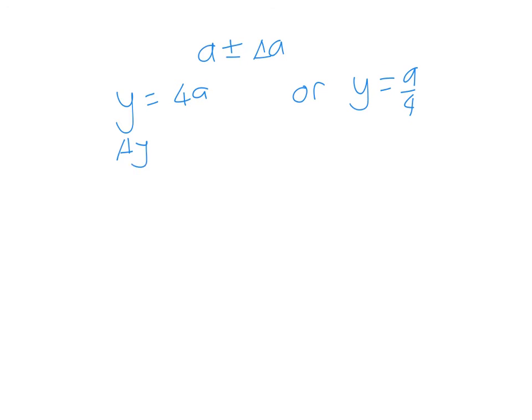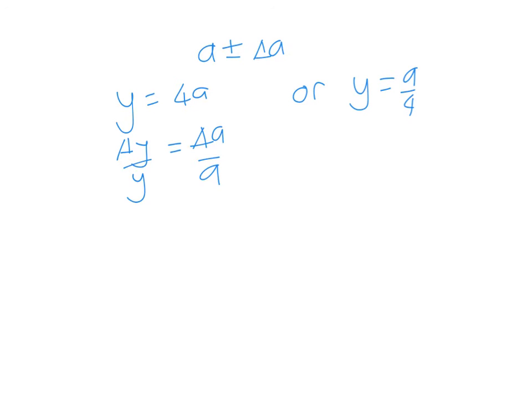Now the fourth rule that we're going to have is when, let's say you have the value of a plus minus delta a, so this is a plus minus delta a, and then you want to find y as 4a or y equals a over 4. Now there are two ways to find the uncertainty in y. The long way is to actually write down in terms of fractional uncertainty. Delta y over y equals delta a over a. And then from there, you bring the y over and then you can get the delta y. But this way is more complicated.